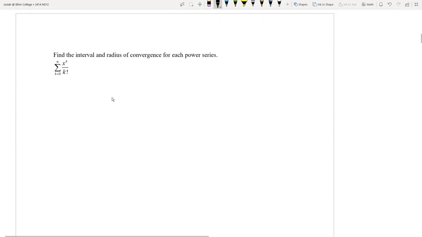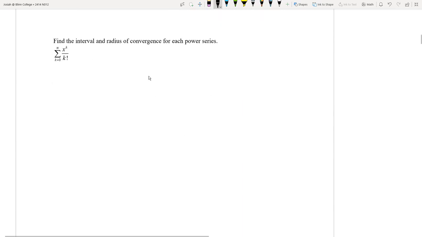So we'll go ahead and take a look at a power series. We're going to figure out how we determine convergence, where we converge, what values of x make this happen. So we always want to start by looking at absolute convergence here. We're going to start by taking the absolute value of our terms.